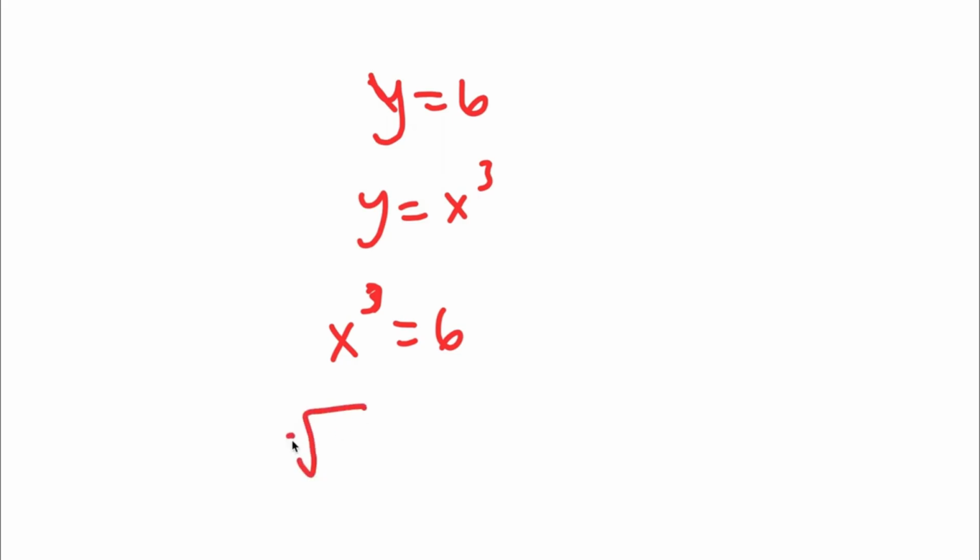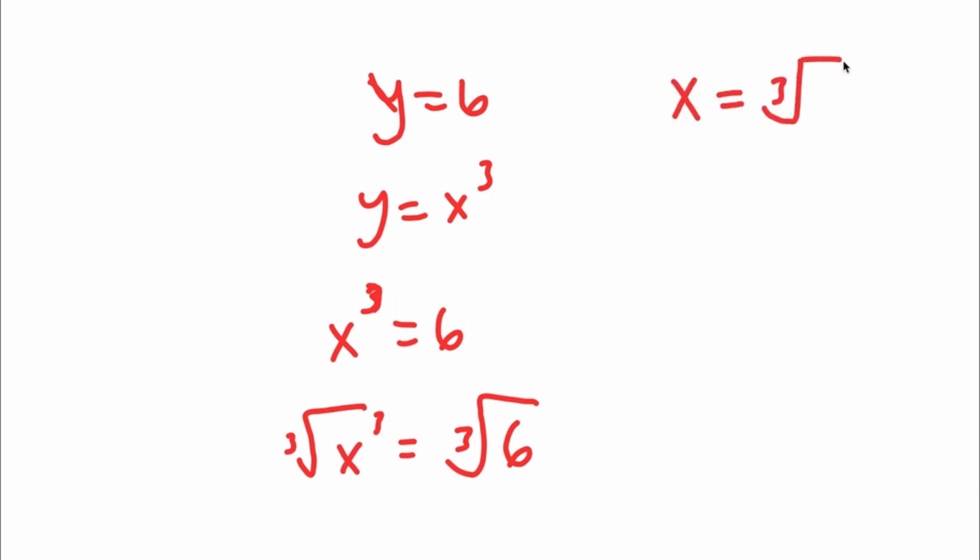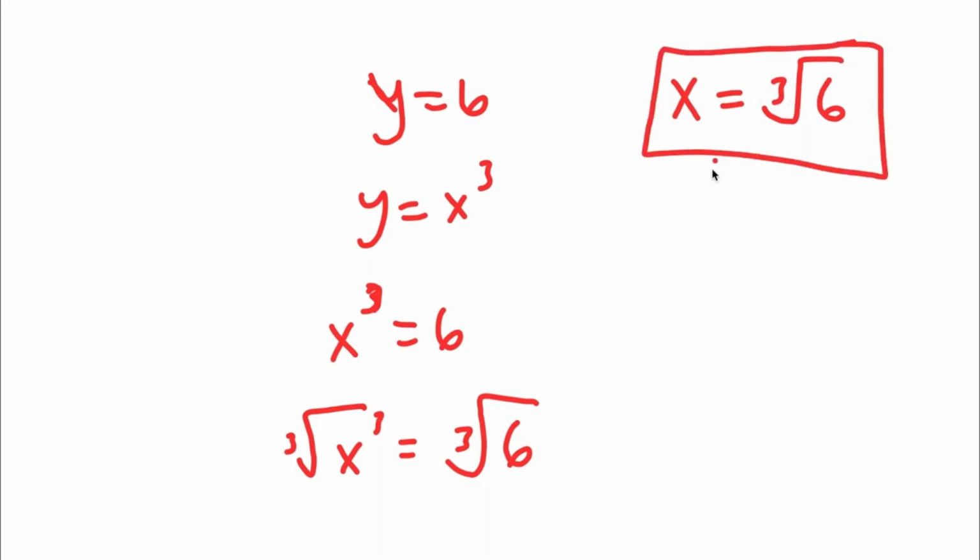So now I have the cube root of x to the power of 3 is equal to the cube root of 6. Now the cube root of x to the power of 3 is simply x, so I am left with x is equal to the cube root of 6. So this is my answer.